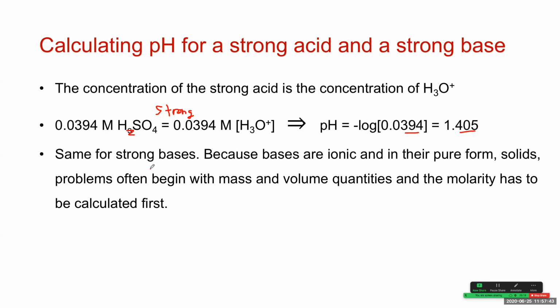It's the same calculation for strong bases. Because bases are ionic in their pure forms, which are solids, calculations often begin with the mass and the volume quantities, and the molarity has to be calculated first. So don't forget that the calculations we're using to calculate pH and pOH are molarities, moles per liter. If you're not given moles per liter, you're going to have to calculate it.